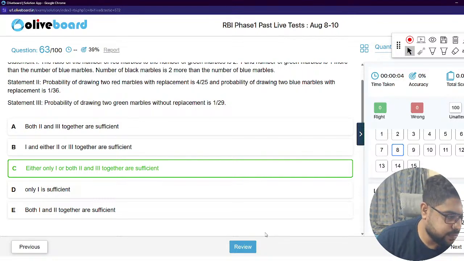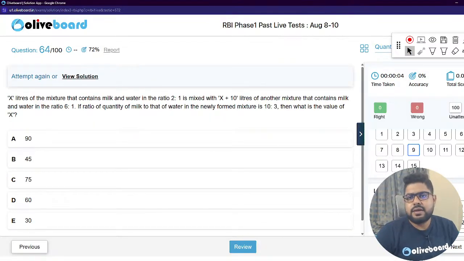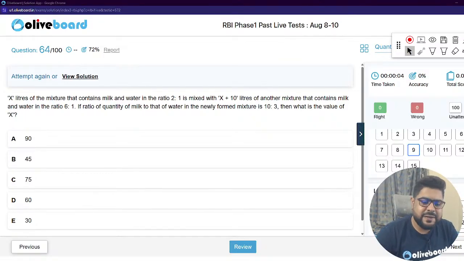Just a second. Yeah, chalo. That's the next one. So, mixture allegation again. Again a question on mixture allegation. Chalo, let's see.